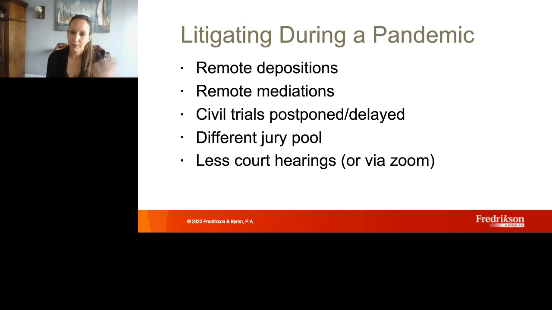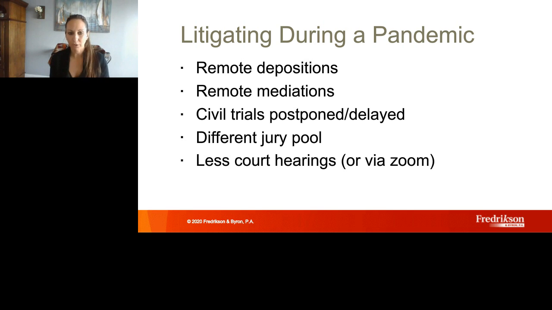Also, when we do live in-person mediations, there is often, but not always, an opportunity for the parties to get together in the same room. And sometimes it's just the attorneys. But that piece of it doesn't have the same effect via Zoom. And sometimes it's a very effective tool to get a case settled at mediation.